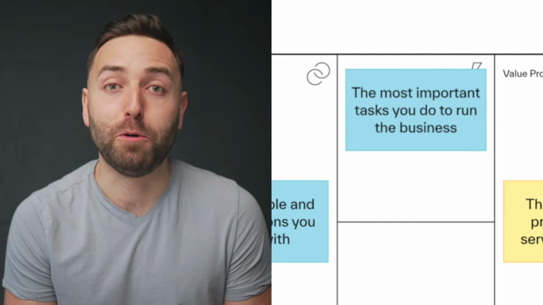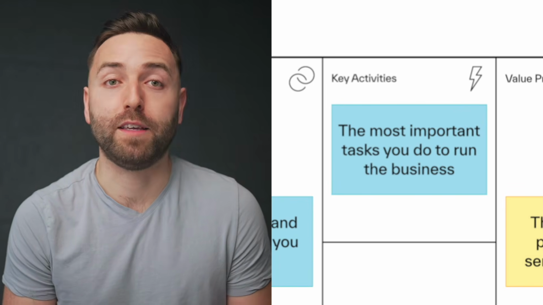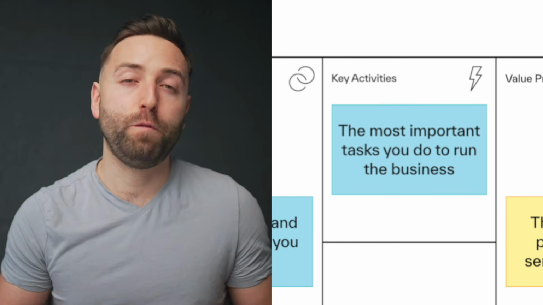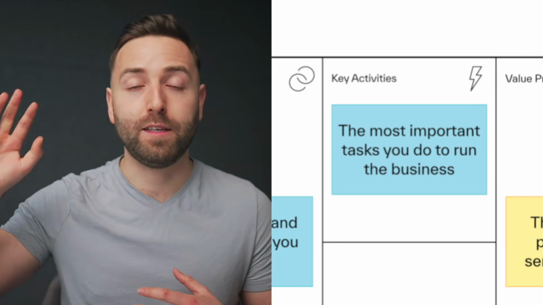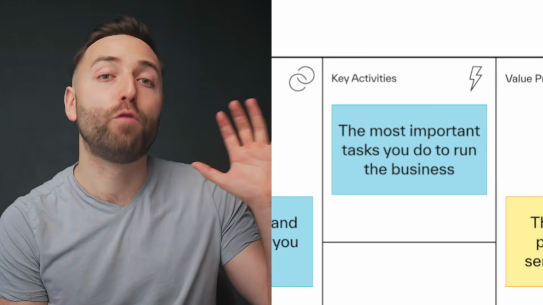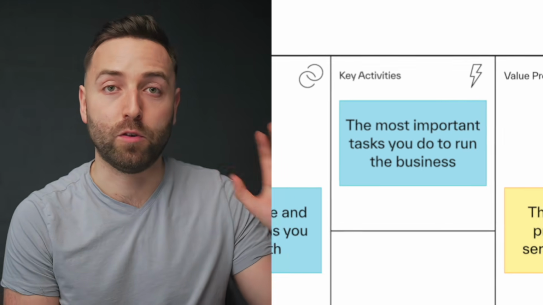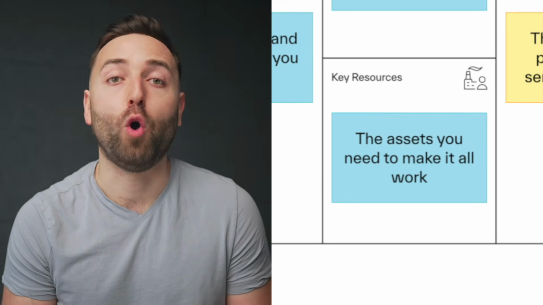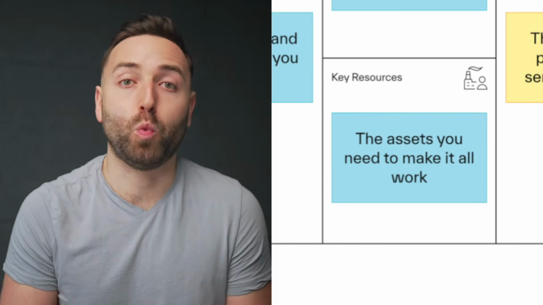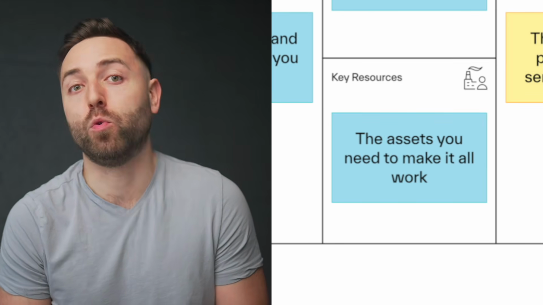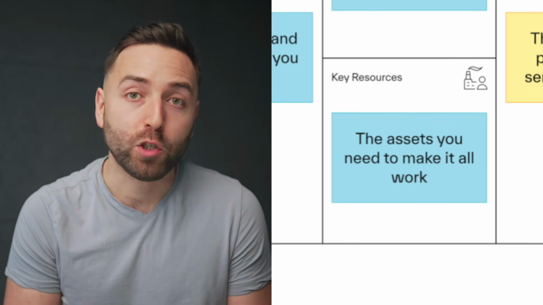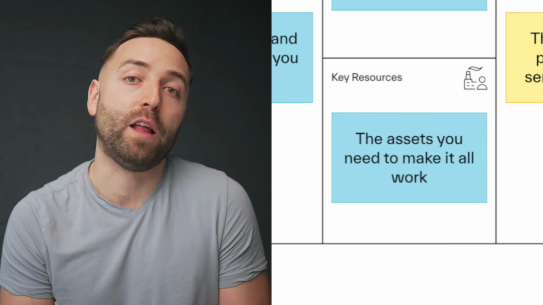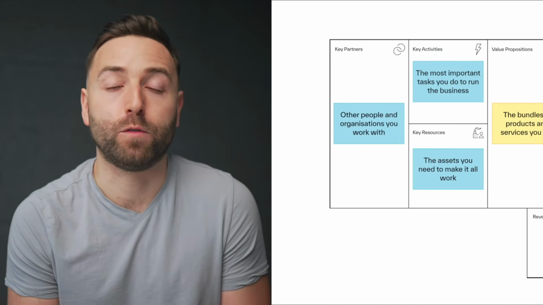The key activities building block describes the most important things that your company needs to do to actually make the whole thing work. Often there are 2 sides to it, marketing and sales on one side, and then delivering those products and services on the other side. The key resources are the assets that you need to make the whole thing work. This can be actual things like factories or technology. It might be financial assets like money. It could be intellectual property, or it could be human resources like your employees, for example.